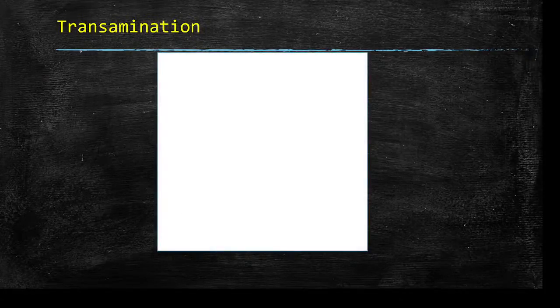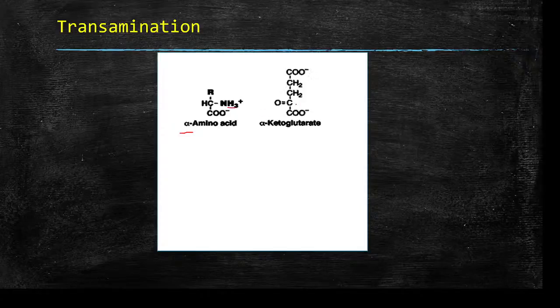Okay. So transamination, the name itself suggests what will be happening in that. So here, the amino acid transfers its amino group to one more molecule. So here the other molecule is a keto acid. So here you have an alpha amino acid. So here is the amino group, and here is the keto acid. So it contains a ketonic functional group as well as a carboxylic acid functional group.